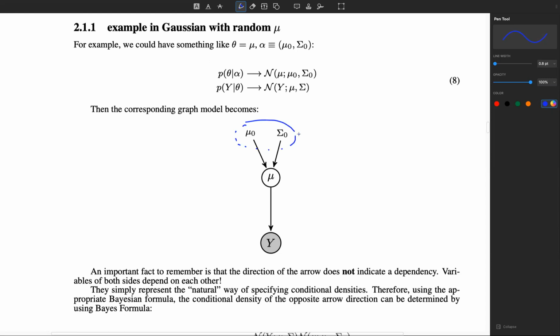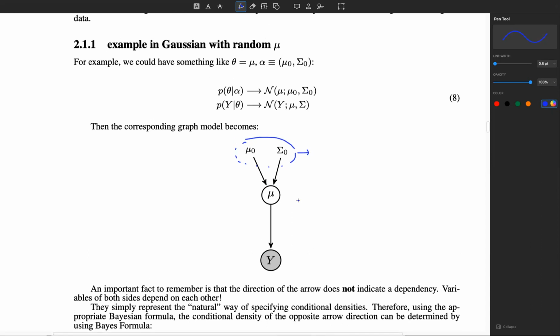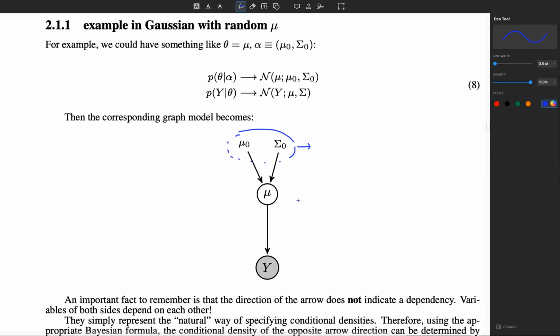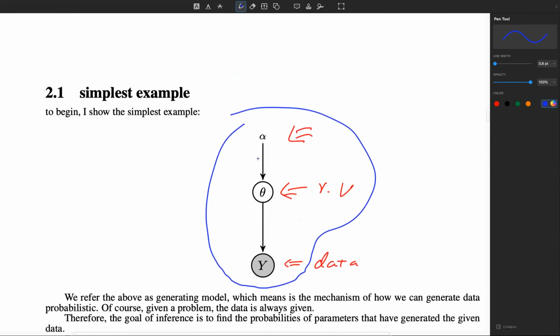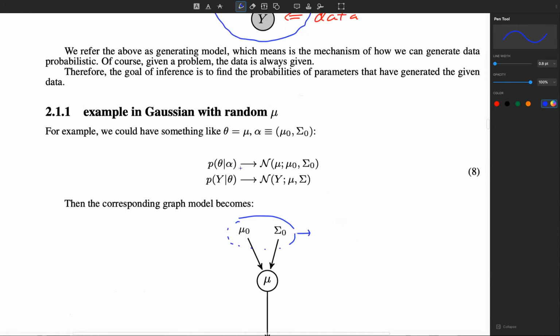These are the hyperparameters, right? What are these? That's the random variable, and that's the data. Okay. So now remember all these arrows, they represent conditional density. They're all conditional density. I'm just drawing an analogy to this, so theta here now becomes my mu. So the probability of mu is actually depending on these two hyperparameters.